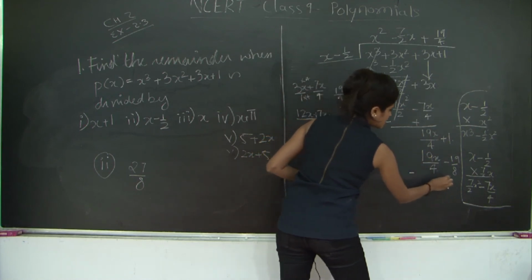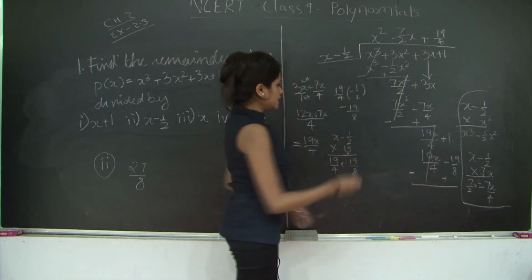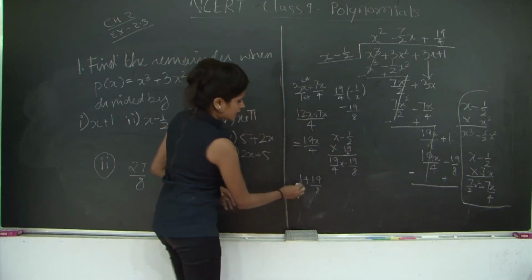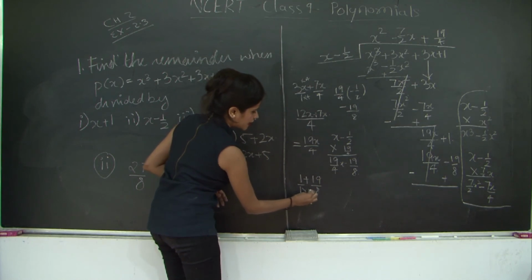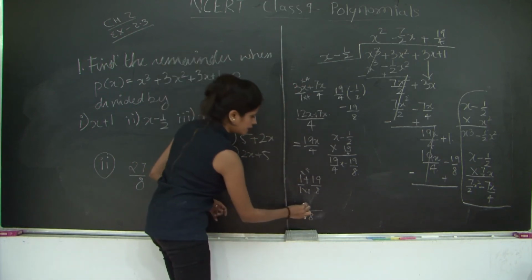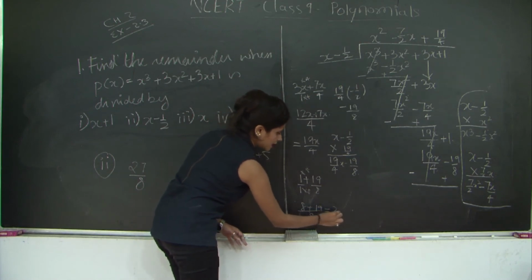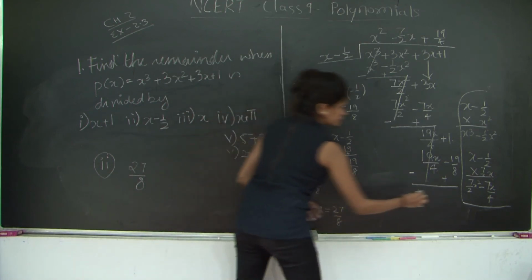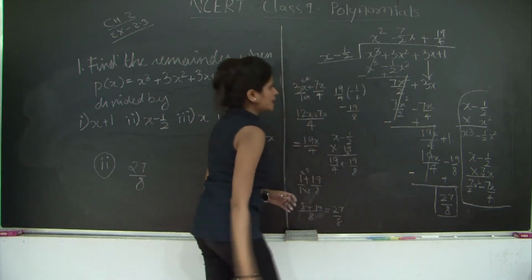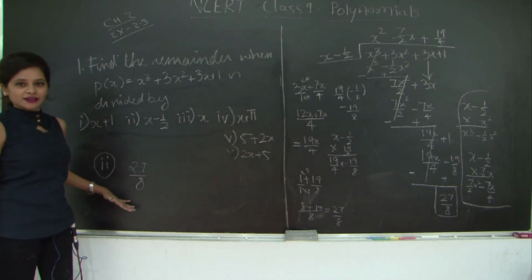This becomes negative, this becomes positive. Cancels out. Now 1 plus 19 upon 8. 1 is nothing but 1 upon 1. So I am going to multiply it by 8 to take the LCM. The LCM is 8. 1 into 8 gives me 8 plus 19. 19 plus 8 is 27. 27 upon 8. So I got my remainder as 27 upon 8 using the long division method. Let us compare. Fantastic. We have 27 upon 8.